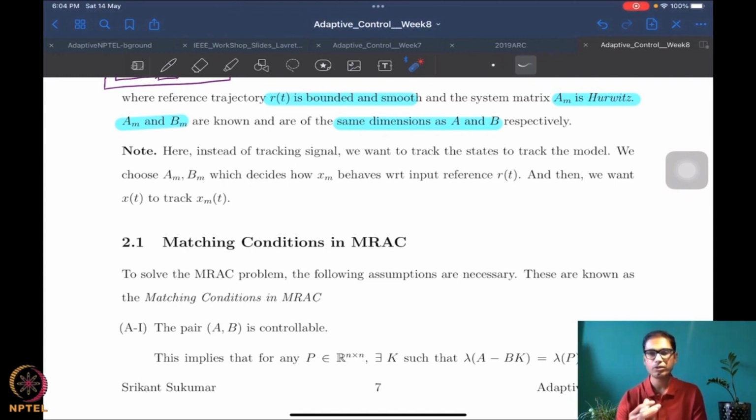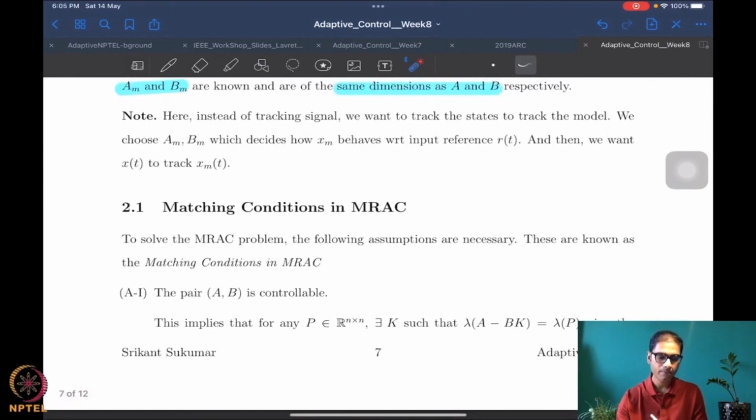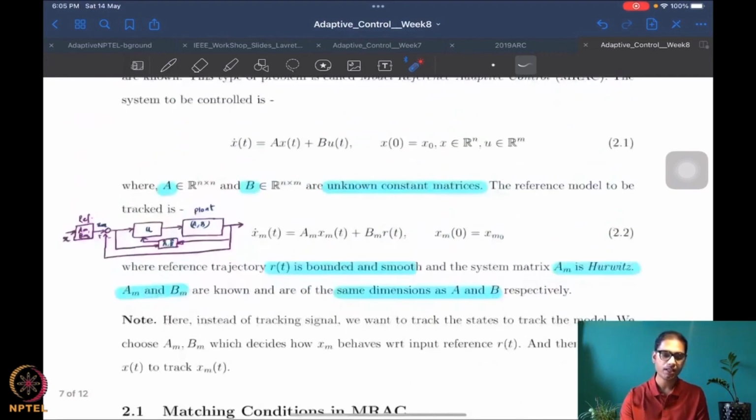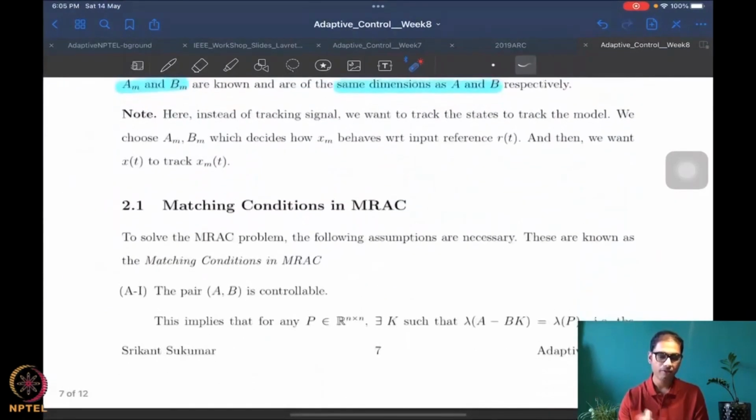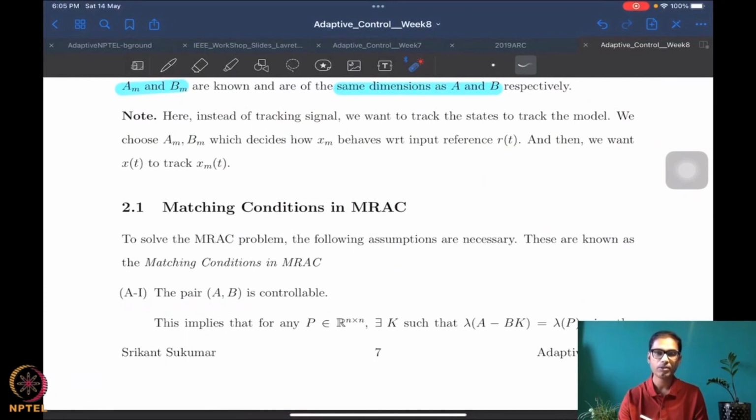You're already used to matching conditions. That is, when you want X1 to track R, you want X2 to track R dot in a double integrator system. So this is also a matching condition, and we have similar matching conditions here. The first is that the pair AB has to be controllable. This is not exactly a matching condition, but we are clubbing it loosely under matching conditions, because if the pair AB is not controllable, there is no scope of designing controllers for this system. So this is more like a necessary condition for us to be able to solve any control problem. So the first is AB has to be a controllable pair.